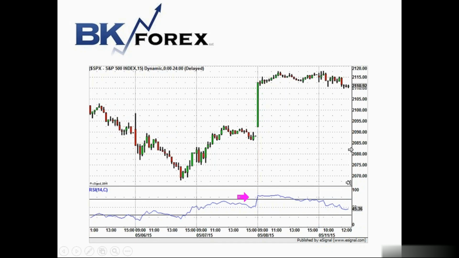So the classic way of using the RSI is what people would do is they would basically buy when the RSI goes below 30 and sell when the RSI goes above 70.